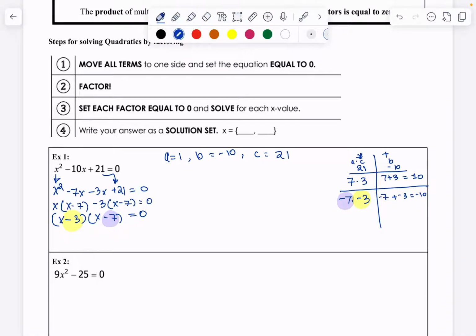Okay, so now is the new part. We take one of our factors, we set it equal to 0. And then when I add 3 on both sides, we get x is equal to 3. And then for this one, x minus 7 is equal to 0, plus 7 plus 7, x is equal to 7. And then we end up having our 2 solution set as 3, 7. And that's it, we're done. Let's take a look at the second one.